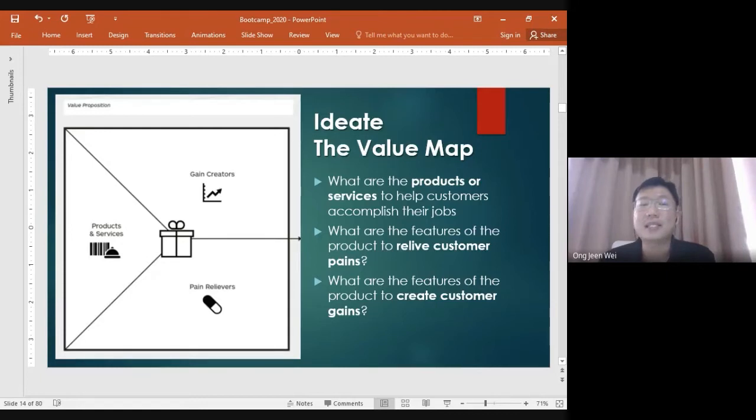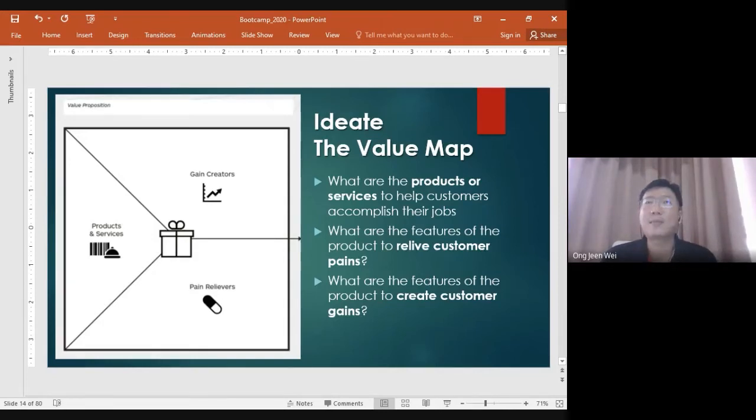Then obviously some of the features are gain creators. I want to get a job before I graduate. If I get a job before I graduate, I will feel really, really happy with it. So what you have to design in your product features is to make sure that the students can get a job, for example.